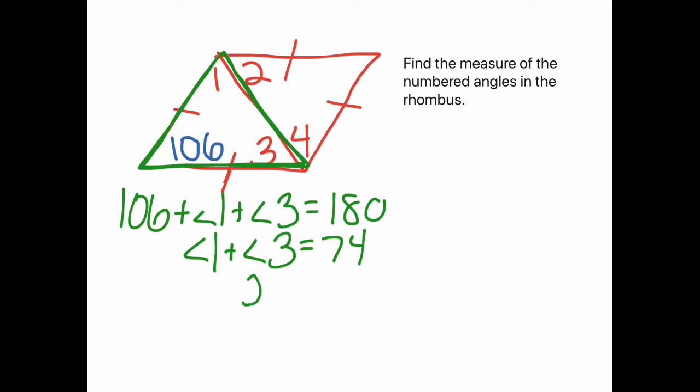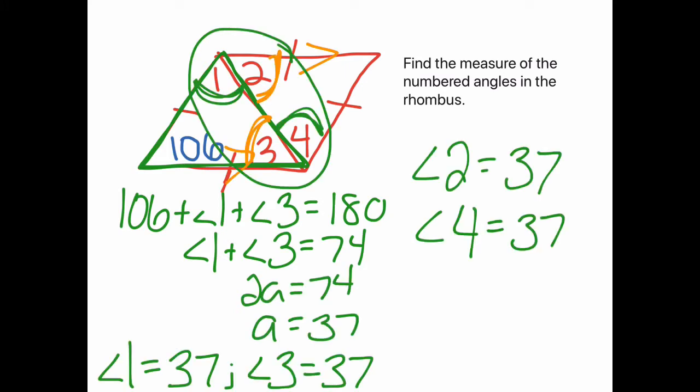And then to find angles 2 and 4, we can remember that these are actually parallel. The top and the bottom are parallel. So angle 3 is alternate interior to angle 2, which makes them congruent. And in addition to that, angle 1 is alternate interior to angle 4. So those are also congruent. So in reality, all these angles, 1, 2, 3, and 4, are all 37 degrees.